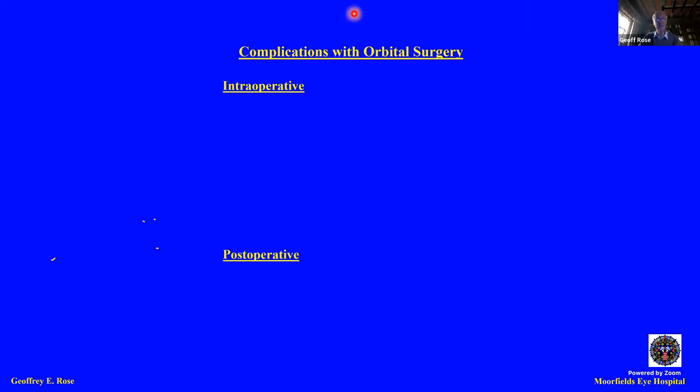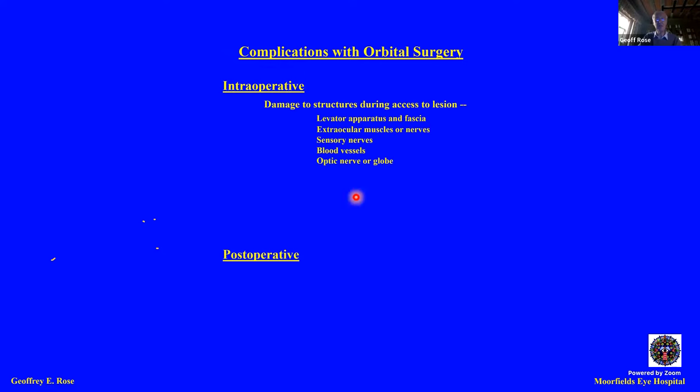So, briefly in summary, complications with the orbital surgery are those that are intraoperative, where you may damage structures on the way in, structures unrelated to the lesion, or collateral damage to tissues whilst you're removing the mass, particularly thermal injury, compression injury, and loss of blood supply.